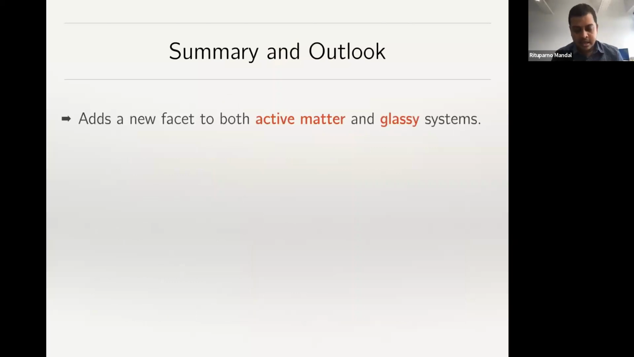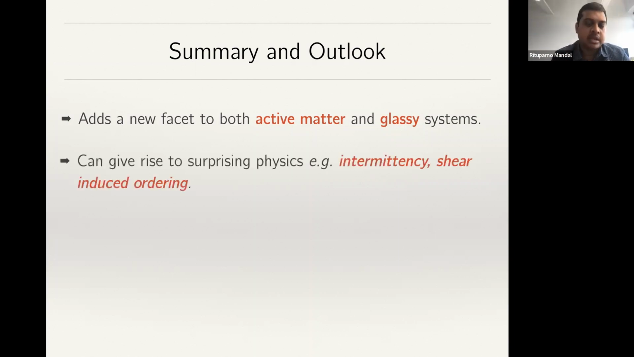So the whole study that I did, I think it adds some new direction to the field of both active matter and glassy systems. I believe it is not just a trivial addition, but it also gives rise to interesting physics like intermittency and shear-induced ordering, which are new phenomena that you were seeing, coming as emerging features in this. Also, there are interesting experimental directions.